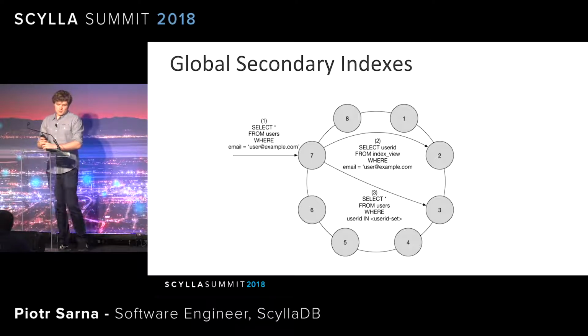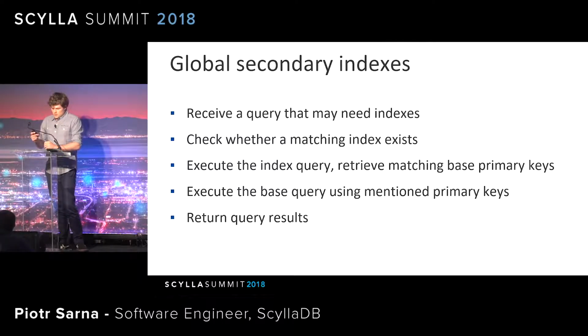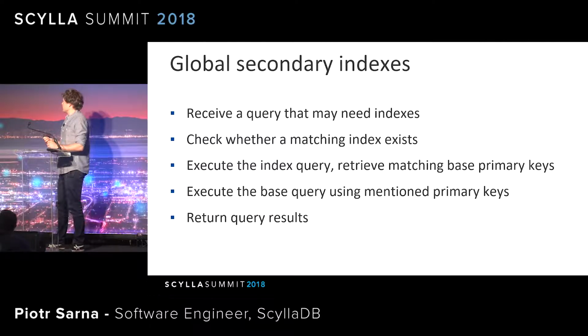So first, when the query arrives, we need to contact our underlying materialized view to get all the base primary keys. And then after we have that, we can use these base primary keys to actually select our data from the base replica. Here it is in a more detailed plan.